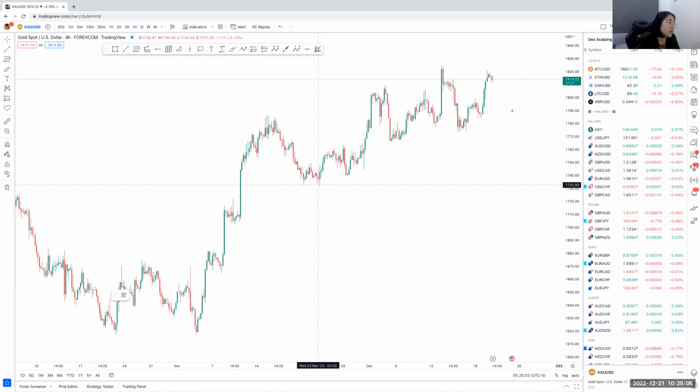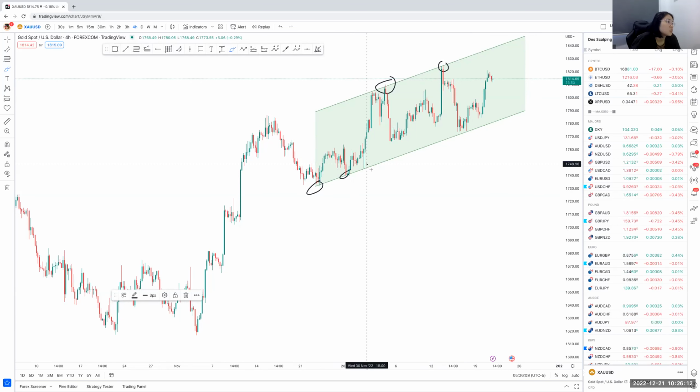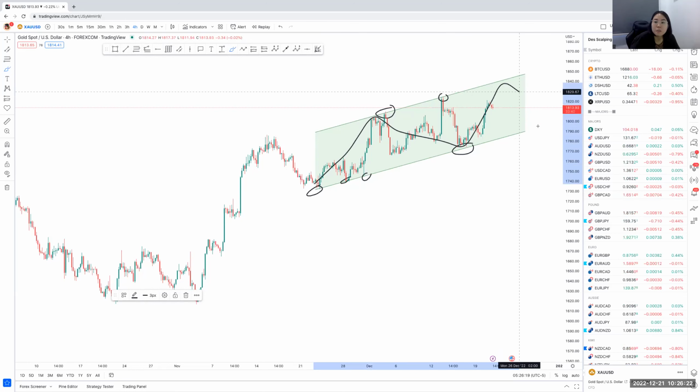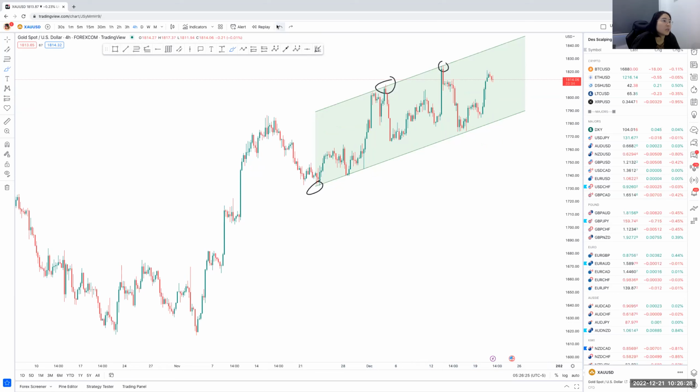So for a channel, remember we need 2 touches on top, 2 at the bottom. We've got 2 on top, 1, 2, and 1, 2, 3, 4 touches here. That means this is a valid channel, and that means we expect price to continue moving within this channel. That is the whole point of identifying a channel or a trend line to begin with. The whole point is to narrow down where you think price is going.